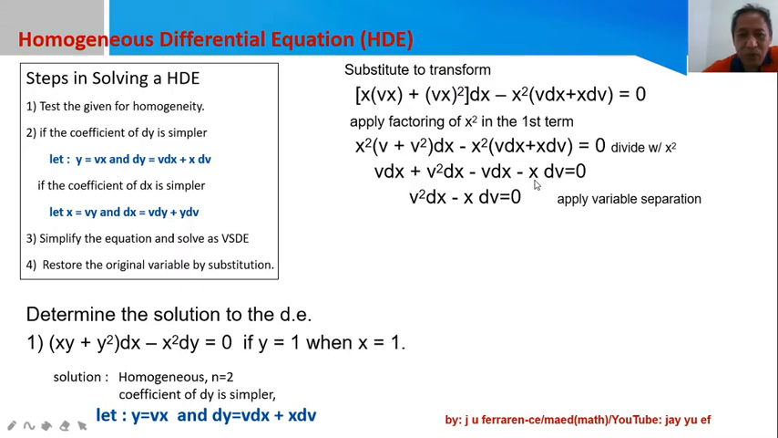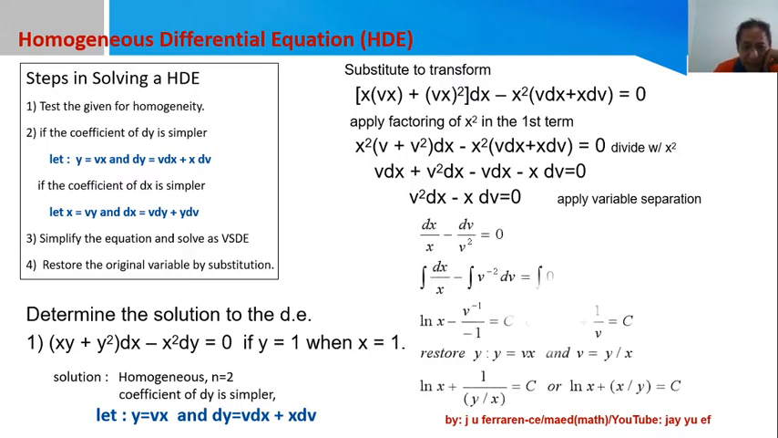Now, notice that we have terms which are exactly opposite of the other. So, these two are eliminated, no? So, v squared dx and x dv result in an equation which is variable separable. So, I can apply variable separation, dx together with x and dv with a v squared. Okay, so what is the result? I have dx over x, and we have a dv over the v squared.